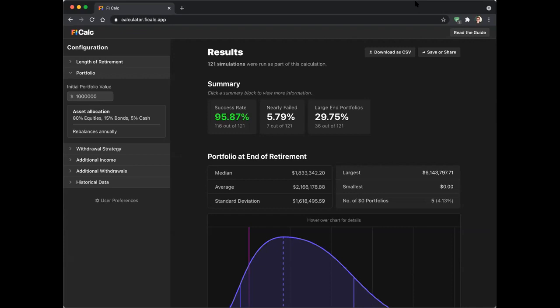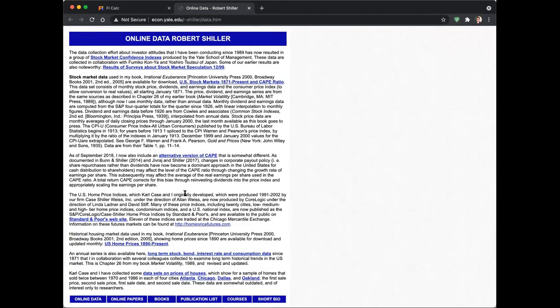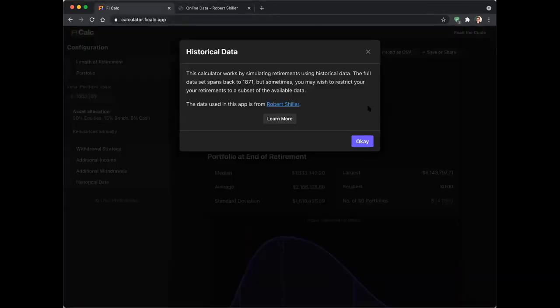And if you go to his website, and actually if you click the info button on historical data, that will include a link. It's his name, Robert Shiller, and that will take you to the data source. And then also on this page, he describes a little bit about what the data is. So the short answer is, I would love to be able to split that up to have small cap, large cap, things like that. But just due to the data source that I'm using right now, that's not possible.